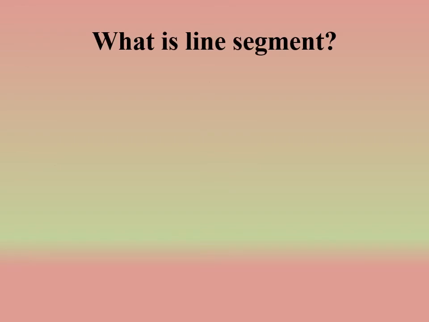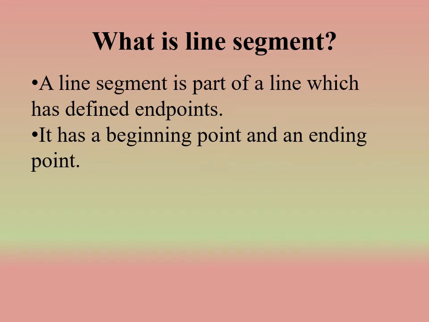Now, what is a line segment? When we take a part of a line, it becomes a line segment. When we cut it, we have two endpoints. A line segment is a part of a line which has defined endpoints. It has a beginning point and an ending point. And because it has two endpoints, we cannot increase the size of the line segment, so it has a fixed length.